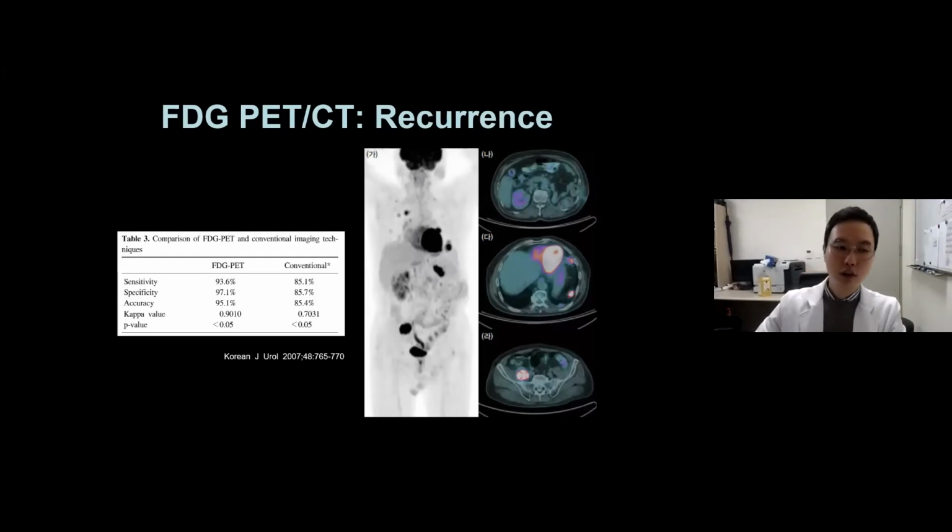And also the FDG PET-CT has shown a relatively good performance for detection of tumor recurrence. Compared with conventional imaging methodologies such as CT, bone scans, and also MRI, it showed higher sensitivity, specificity, and accuracy for detecting the tumor recurrence after the surgery.